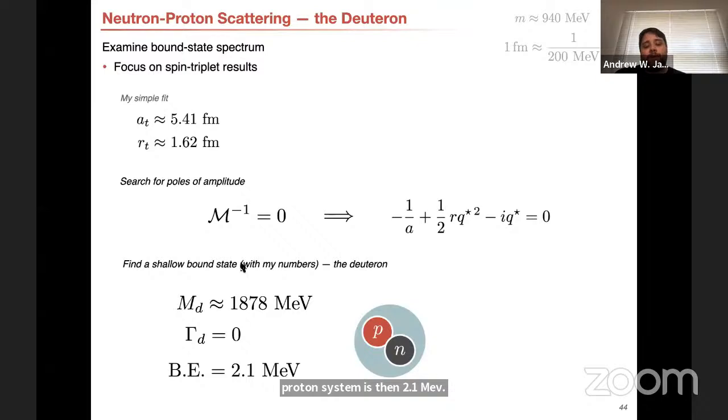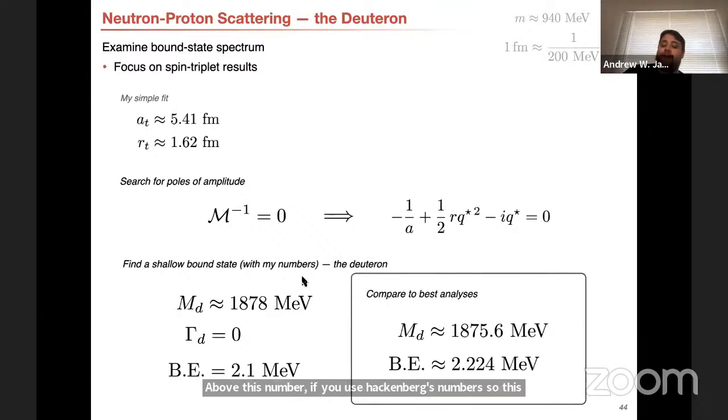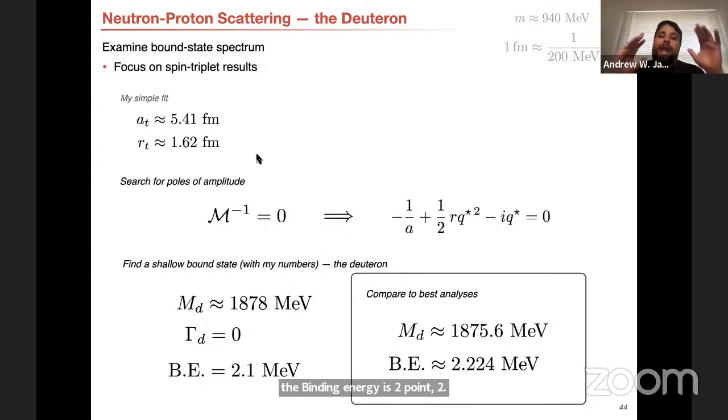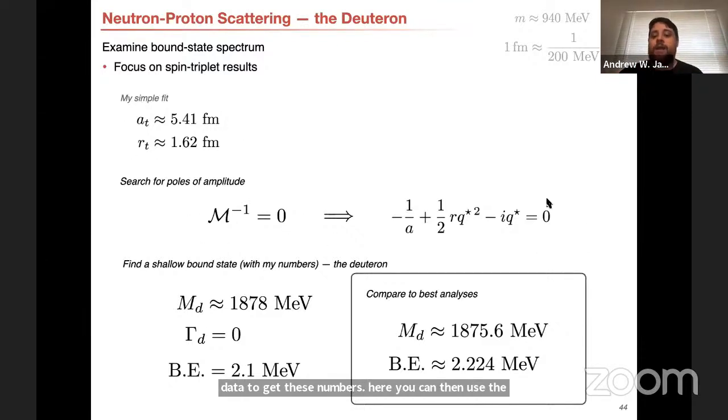If you use Hackenberg's numbers, so this is more the best analyses, you find that the deuteron mass is 1875.6 MeV and the binding energy is 2.2 MeV. So here with this simple fit, and this is a fit that you guys can do, and I think will do as an exercise in the coming weeks, once you fit the data to get these numbers here, you can then use the scattering theory knowledge that I've given to find what the bound state spectrum is, and you find results that are not too far off the accepted results in the literature. And here I'm again ignoring a bunch of decimal places and the errors associated with these things.